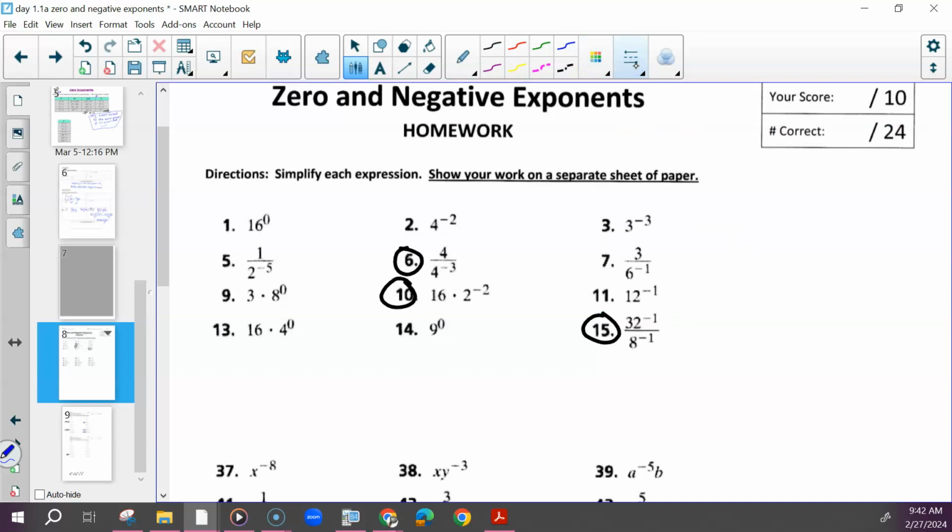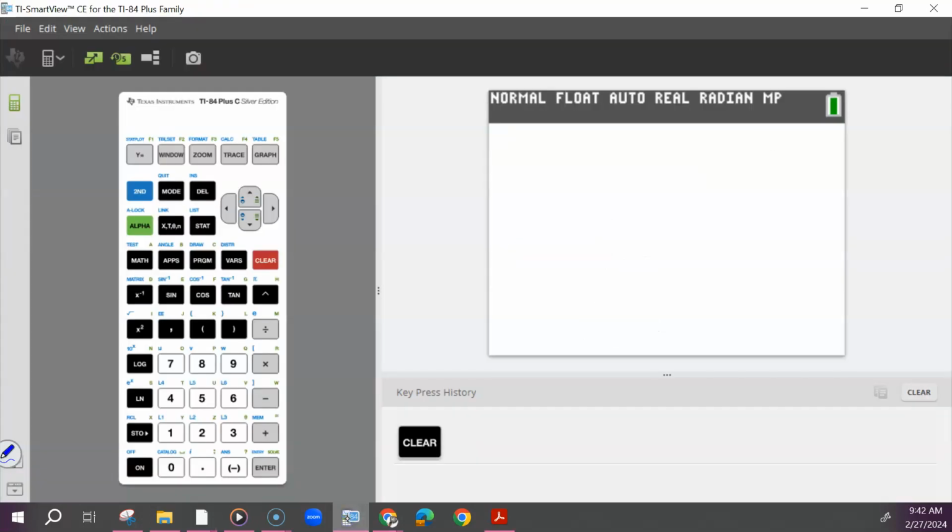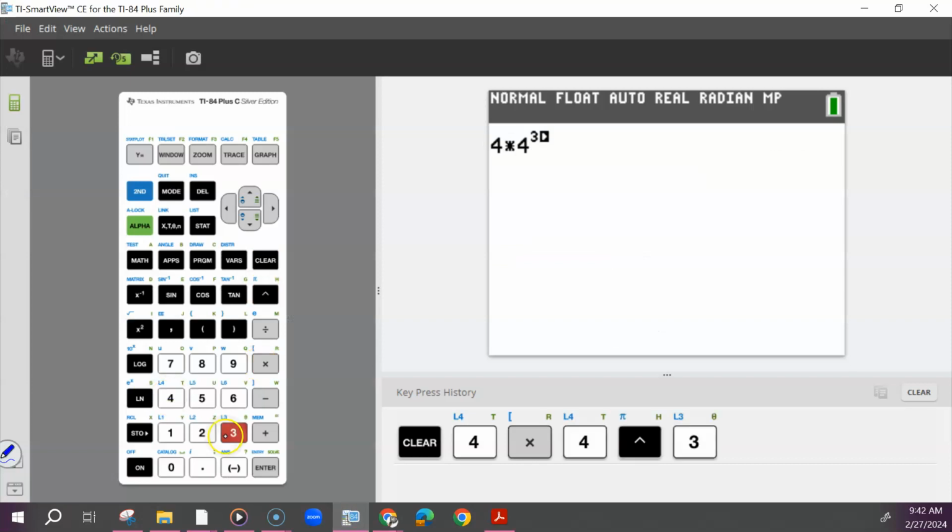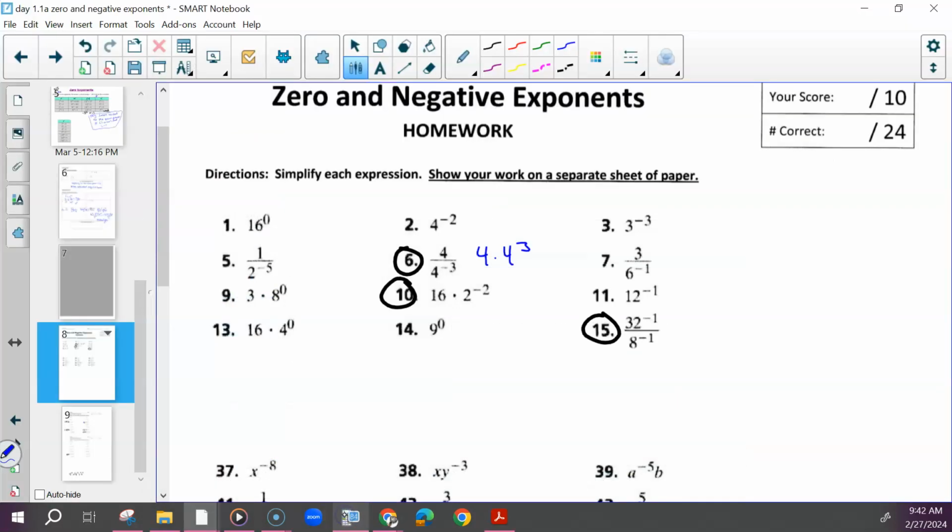Alright, for number 6, there's only one thing that has a negative exponent, so that's going to come up. The 4 does not go down, the 4 by itself. So this becomes 4 times 4 to the 3rd, and you can do that in your calculator to get 256.